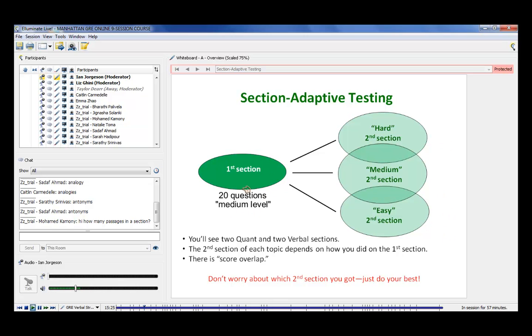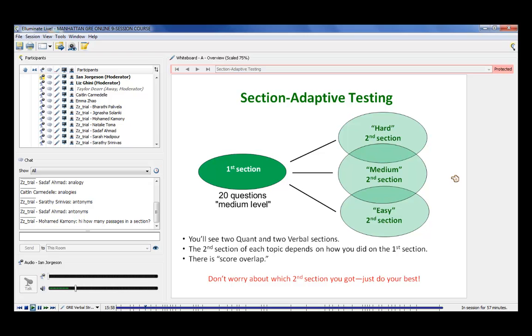So let's say you got most of the questions right in the first section. The second section you see is going to be a pretty hard one. That doesn't mean every question's hard. There'll be some medium questions mixed in there, but generally speaking, that section's going to trend to the hard end of the spectrum. If you did really poorly on the first section, then your second section would be an easy section instead. And then same thing, if you're kind of in the middle on the first section, you'll be kind of in the middle on the second section.